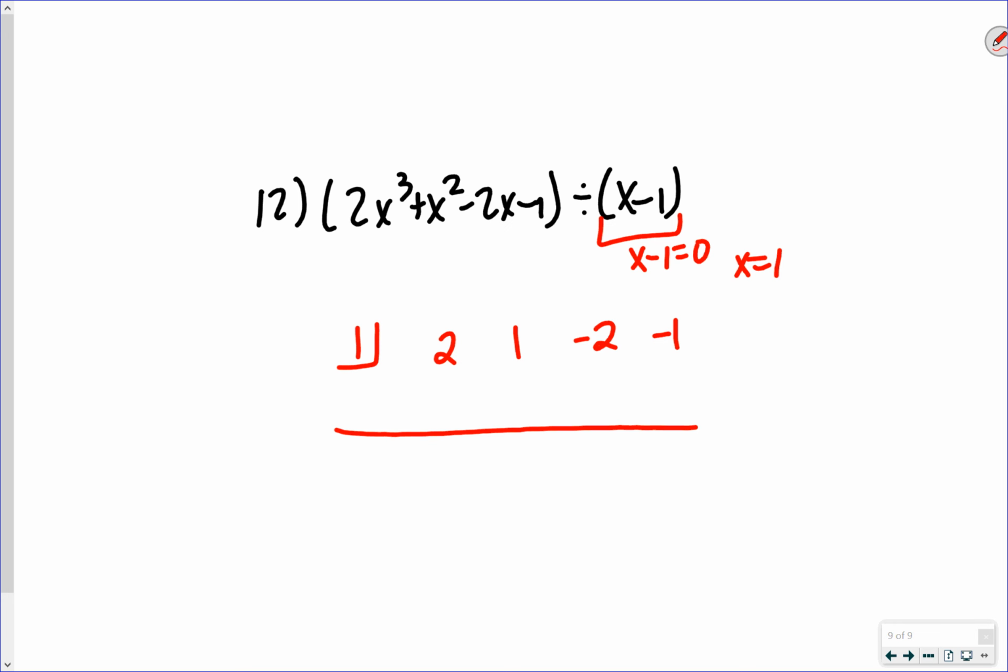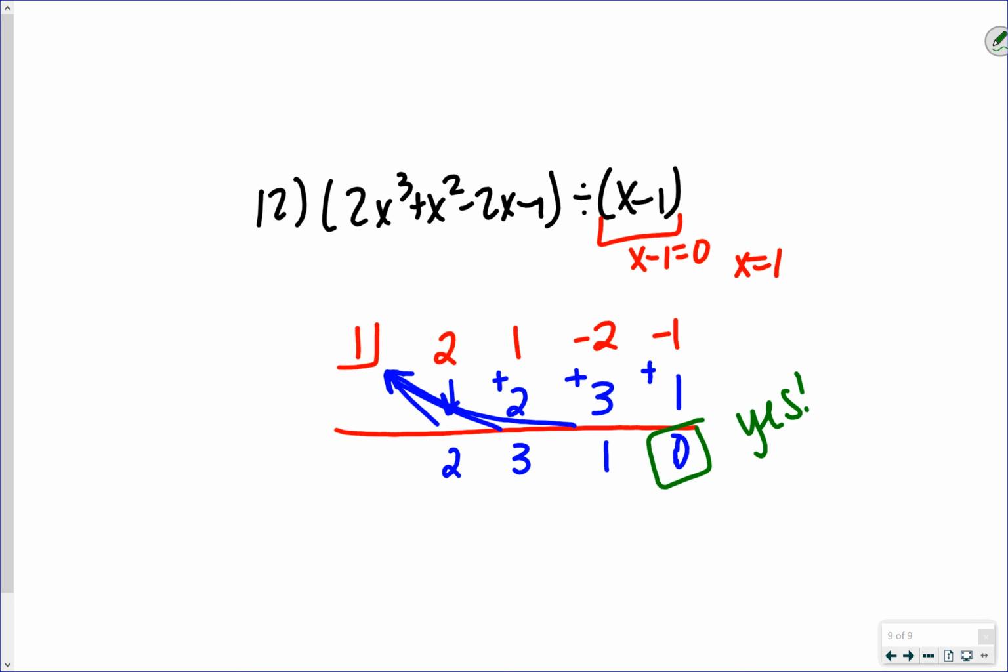Skip a line, draw a line, bring down your first number. Bring down the 2. 2 times 1 is 2. Plus 1 is 3. 3 times 1 is 3. Plus 2 is 1. 1 times 1 is 1. Plus negative 1 is 0. So yes, it is a factor.